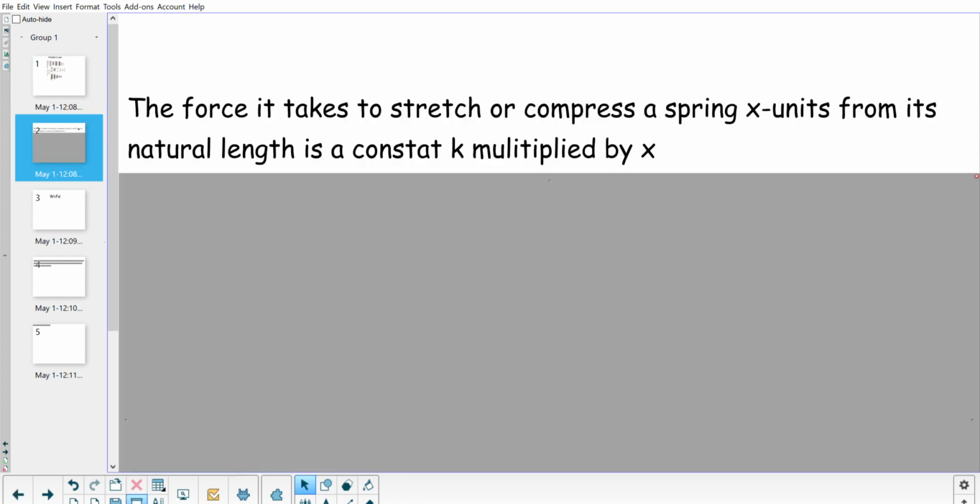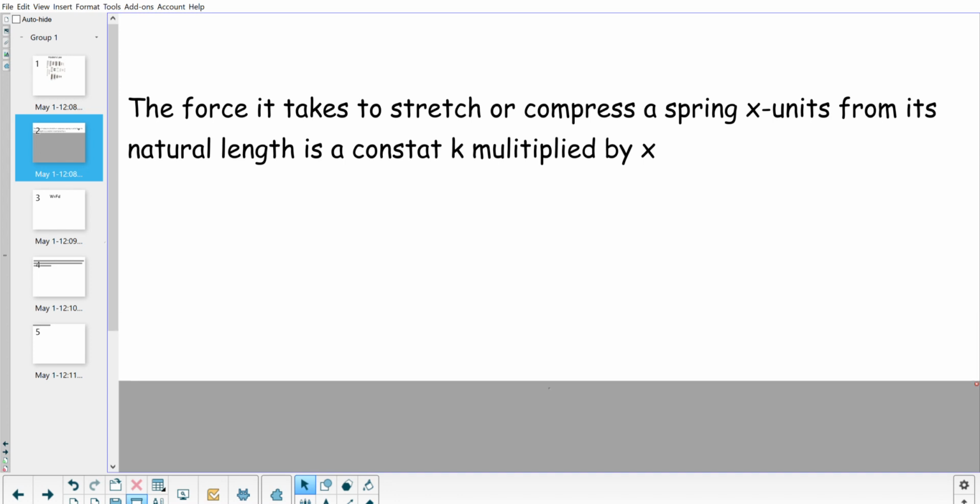Okay, so the force it takes to stretch or compress a spring x units from its natural length is a constant k multiplied by x, where x is the units from its natural length.